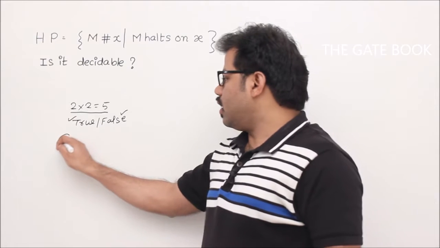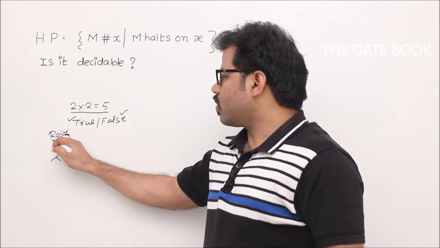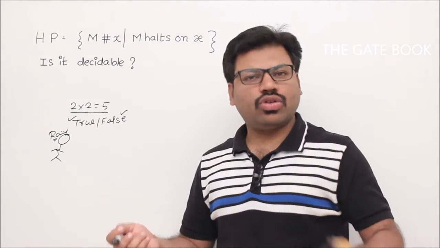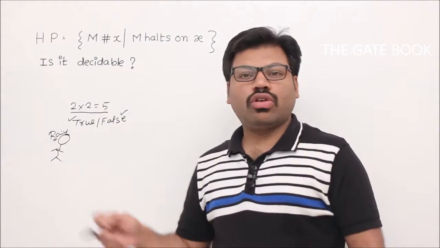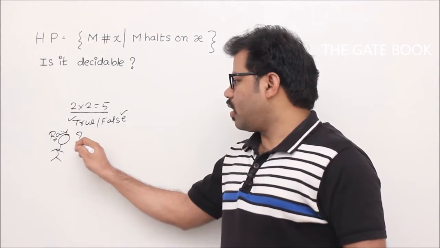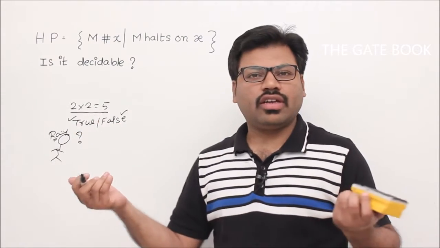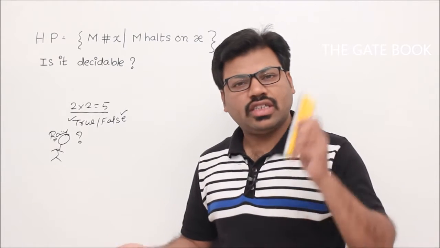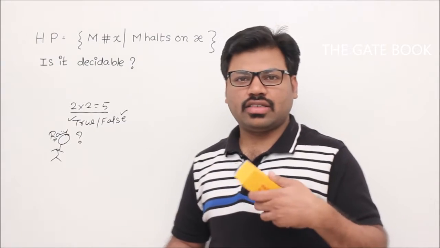But let's say there is a situation like Raju. Raju doesn't know anything about multiplication. He doesn't know how to do multiplication. He doesn't know what a number is, everything. Then when you ask 2 into 2 equal to 5, he will put a question mark. He'll say, what is this? I don't know anything. When you don't know anything, then we can't do anything. That means it is your inability. Correct? That means you have a problem in understanding things.